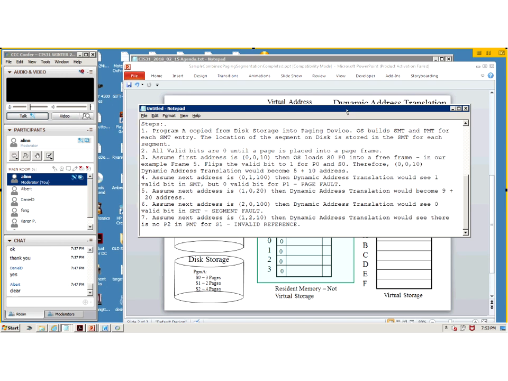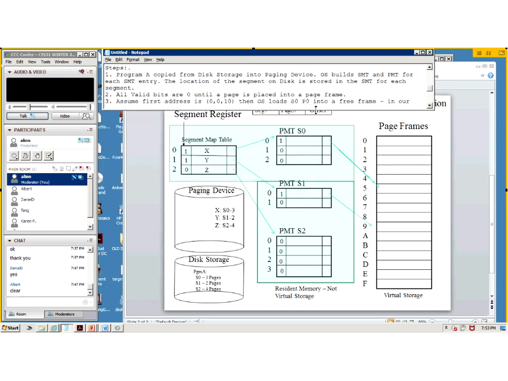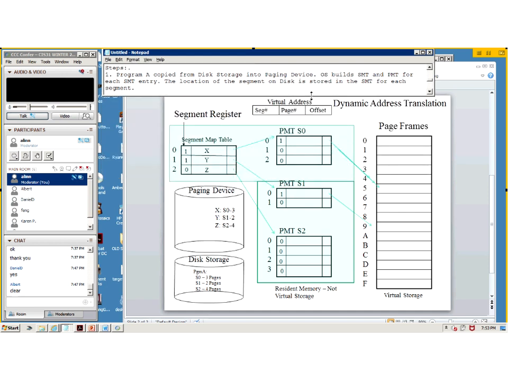It's going to be kind of hard to show this. Let me do it this way. Here's my virtual address. I have a segment number, which would be 0, 1, 2. I have a page number within that segment, 0, 1, 2, 0, 1, 0, 1, 2, 3. Those would be those addresses I showed you before. And then I have a displacement or offset within the page.